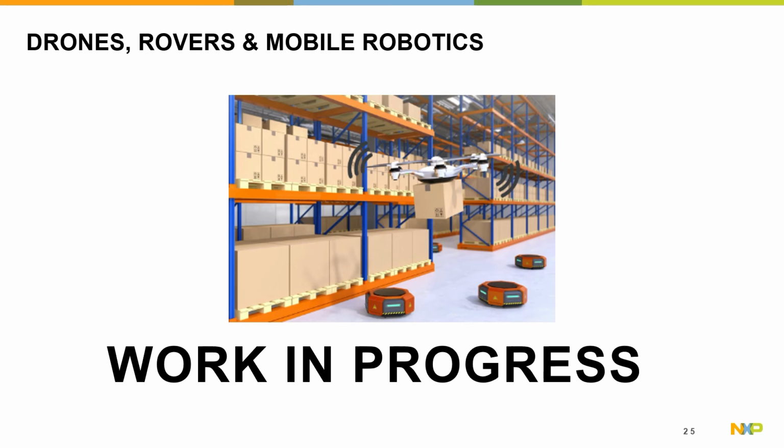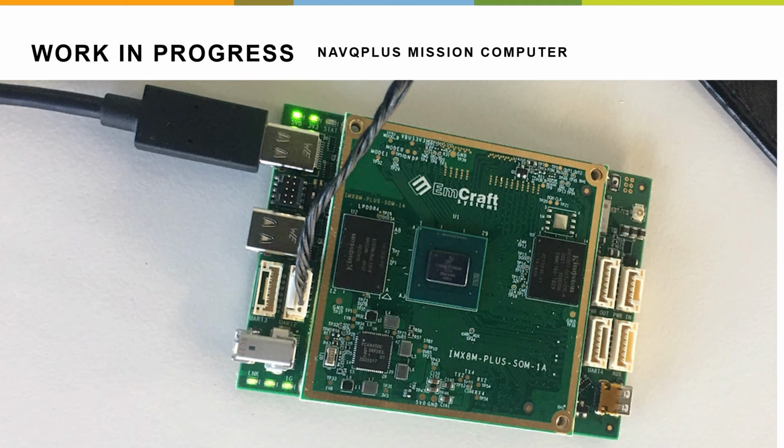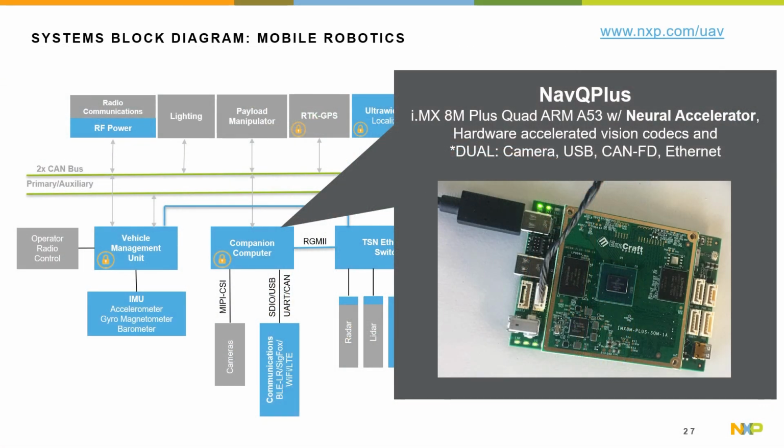And now for some work in progress, things we're working on. The first one is NAVQ Plus. The NAVQ was successfully used in HOVERGAMES. It is available from MCraft. We, NXP, are now working with MCraft to have NAVQ Plus as a standard NXP reference design. So that uses our IMX8M Plus processor, and it's a quad ARM A53 with a neural net accelerator.